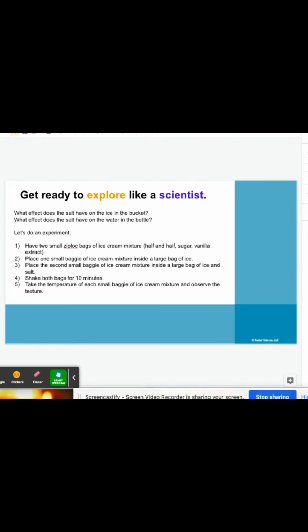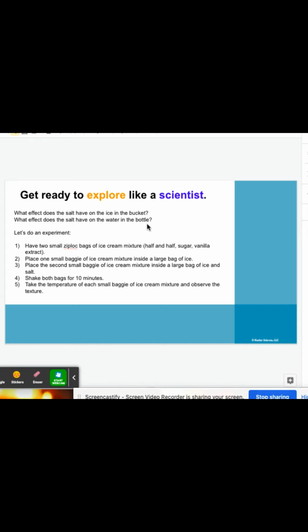So we've just taken a look at that instant freeze water experiment, and we're going to take a look at it from another angle. We're going to explore like a scientist. Our two questions are: what effect does the salt have on the ice in the bucket? And what effect does the salt have on the water in the bottle?